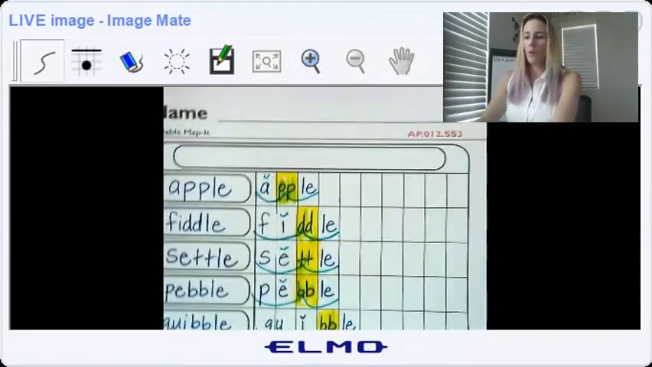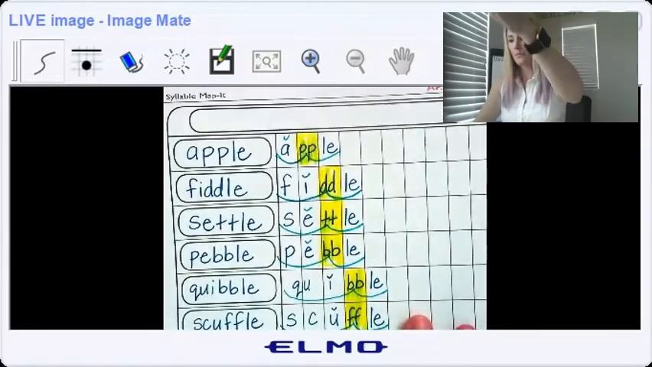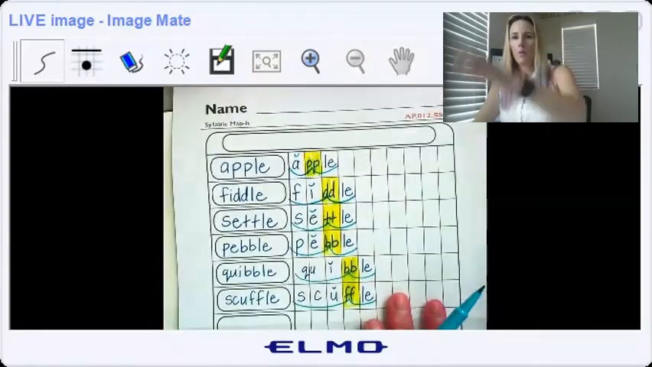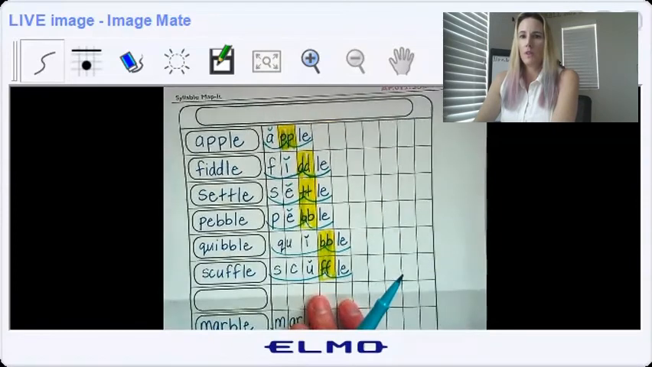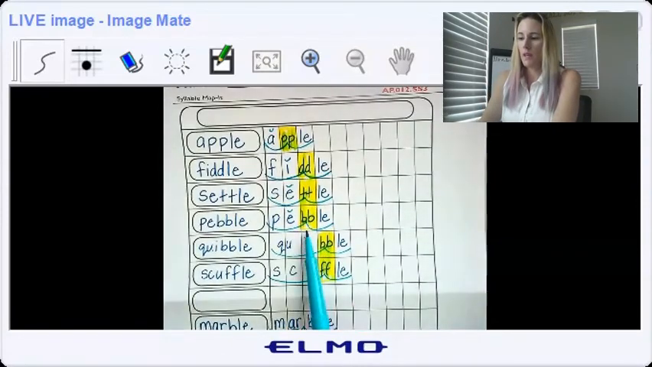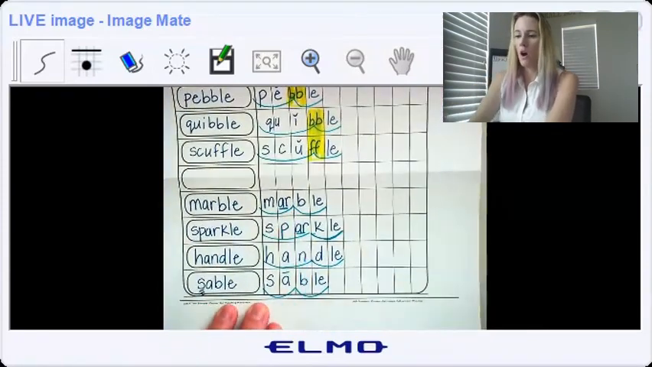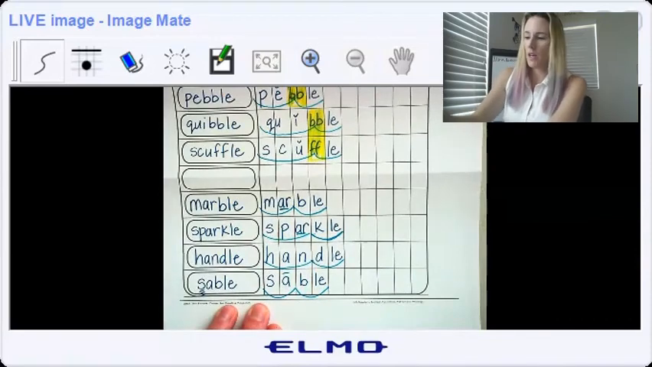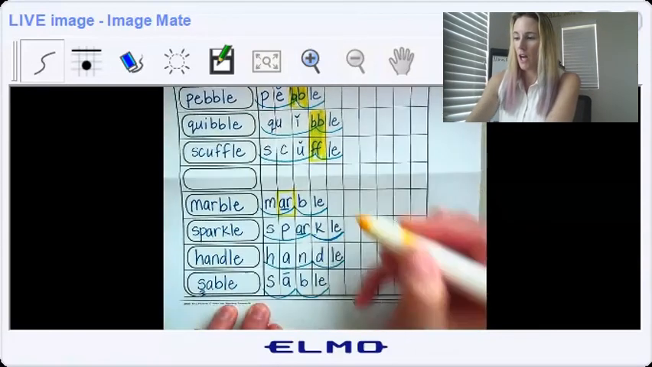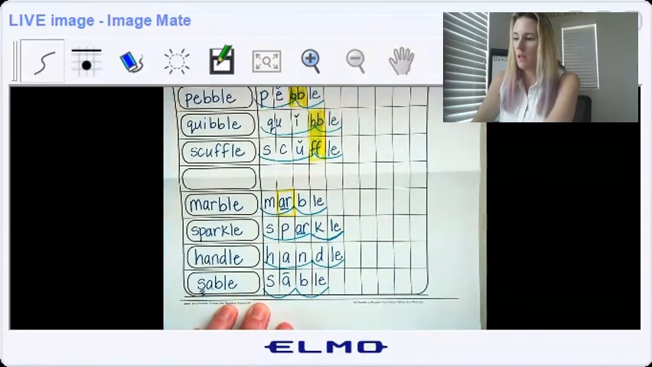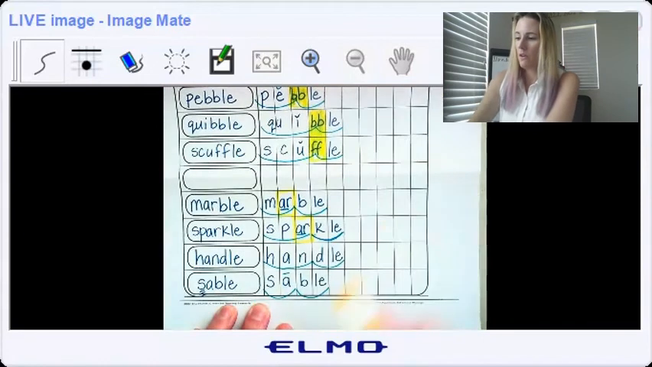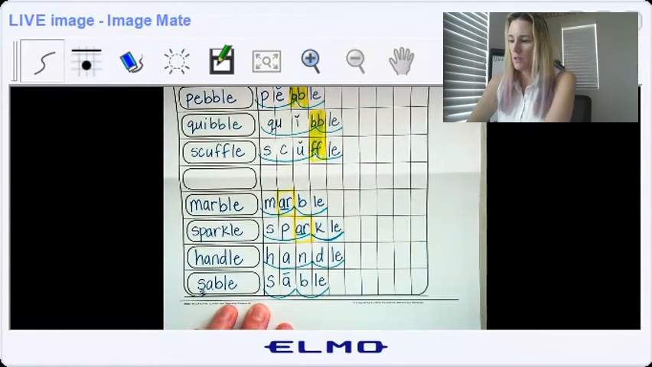So let's look over all of our words before you continue with your lesson. You have apple with the double P, fiddle with the double D, settle with the double T, pebble, double B, quibble, double B, scuffle, double F. And then down here, marble, okay? So again, right here, it's a vowel R. It's not a short vowel. We're not going to double that B. Sparkle, vowel R. We're not going to double this, okay?